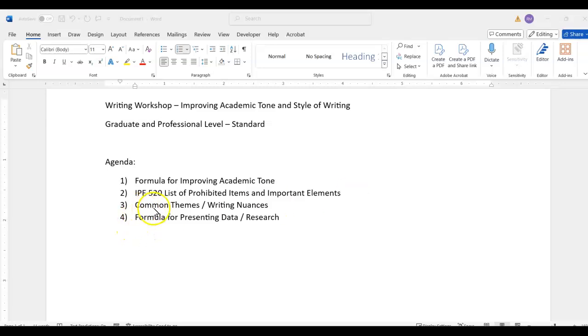Then we will discuss some of the common themes and writing nuances that I'm seeing in all of your writing collectively as a class, so that you have an idea of some things that are similar and different with your own writing style. You can compare and contrast some of those items.